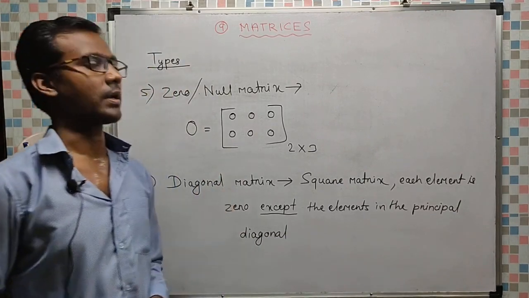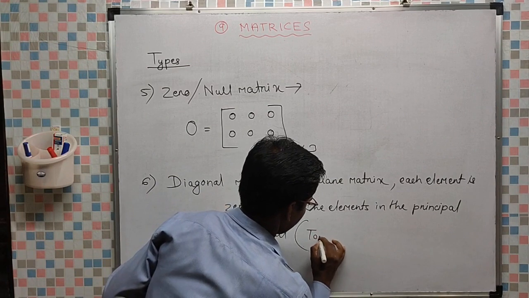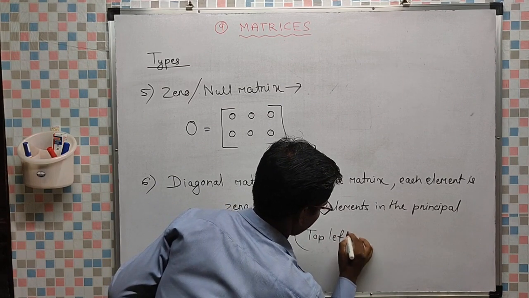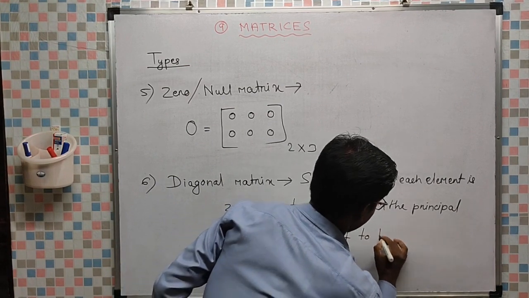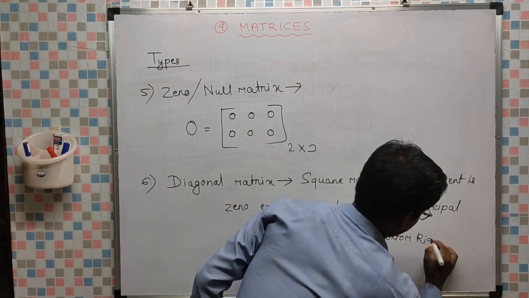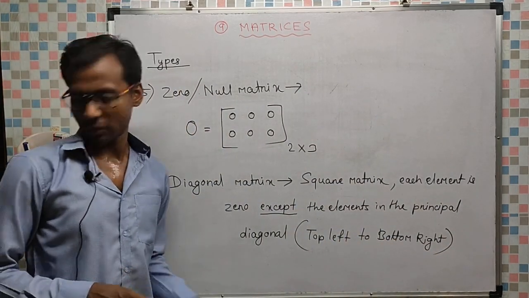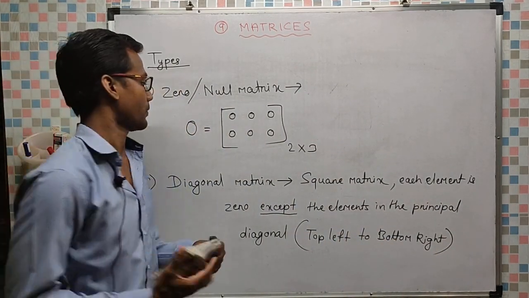You will understand what the principal diagonal is. Principal diagonal means top left to bottom right. Remember this, top left to bottom right. I'll show you an example.